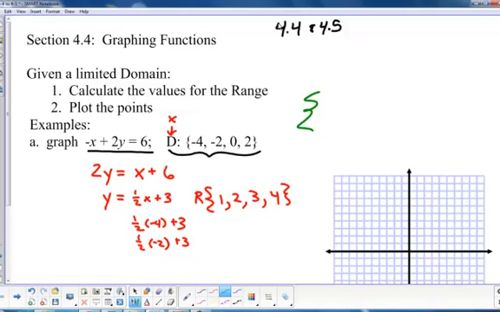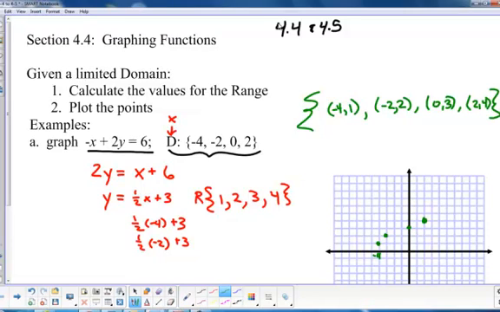So our ordered pairs are (-4, 1), (-2, 2), (0, 3), and (2, 4). So that means -4 gives us 1, -2 gives us 2, 0 is 3, and 2 is 4.